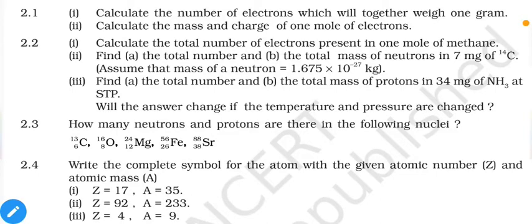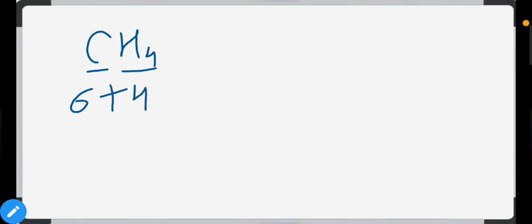Next is calculate the total number of electrons present in 1 mole of methane. So the formula of methane is CH4. It contains 1 carbon, 4 hydrogen. As we know, the atomic number of carbon is 6, so it contains 6 electrons. The atomic number of hydrogen is 1, so 1 hydrogen contains 1 electron. So you will get a total of 4 electrons from the hydrogen side. So we have 10 electrons per molecule of methane. 1 molecule is equal to 10 electrons.